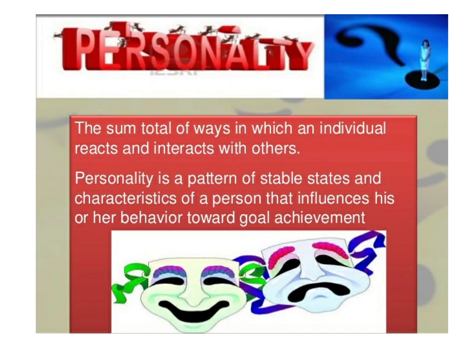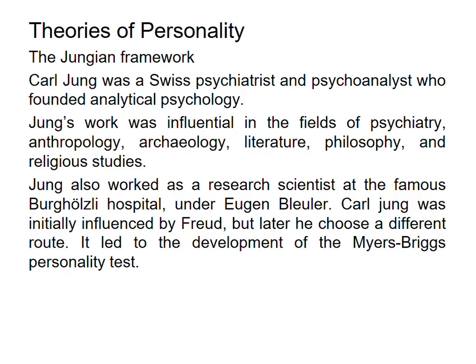So, coming to the theories of personality, we will start with the Jungian framework. Carl Jung was a Swiss psychiatrist and psychoanalyst who founded analytical psychology. Jung's work was influential in the fields of psychiatry, anthropology, archaeology, literature, philosophy and religious studies. Jung also worked as a research scientist at the famous Burghölzli Hospital under Eugen Bleuler. Carl Jung was initially influenced by Freud, but later he chose a different route. It led to the development of the Myers-Briggs Type Indicator.